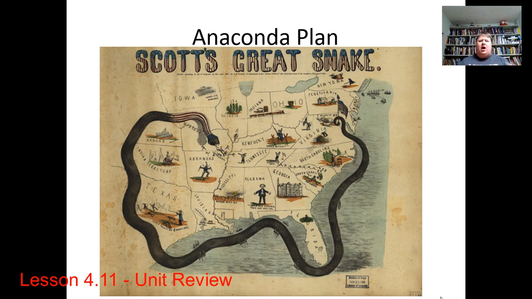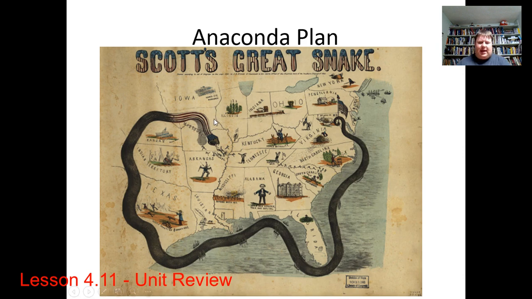Also, the Anaconda Plan. This picture that you see here represents the North's strategy to defeat the South. And an anaconda is a constrictor. It chokes off its prey. And as you can see here, the blockade of the South is what happens in the Atlantic Ocean around the tip of Florida and into the Gulf of Mexico. There are ships out there blocking the South from being able to trade with other countries. And that's going to eventually shut them down from being able to get the things they need.